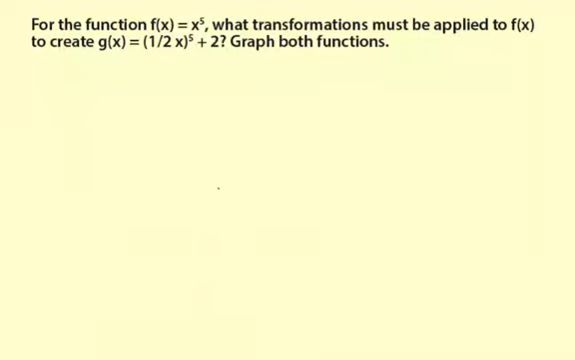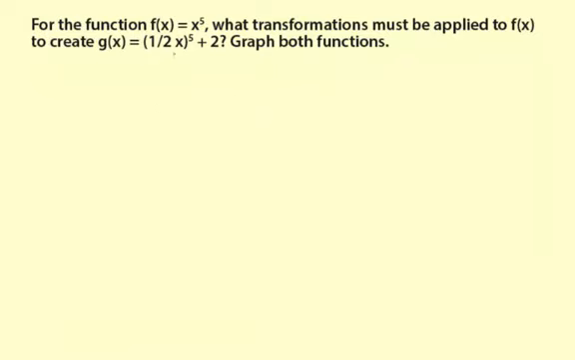For the function f of x equals x to the fifth, what transformations must be applied to f of x to create g of x equals (1/2 x) all to the fifth power plus 2? Now notice how I read this all to the fifth power, because the 1/2 and the x are inside the parentheses and then to the fifth power. Then it says graph both functions.